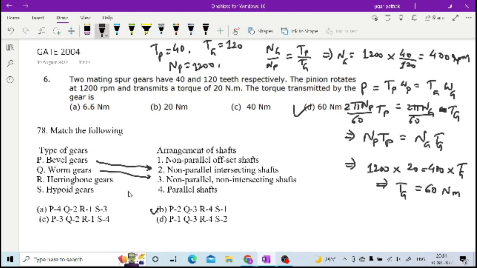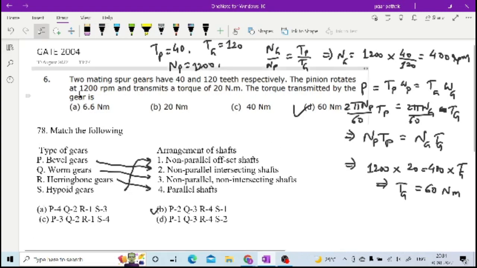Okay, yes, non-parallel, non-intersecting shaft. Then R is given as herringbone, parallel shaft, correct. And then these hypoid gears, correct, as non-parallel and offset shaft. Okay, correct. So this is how you have your second question.